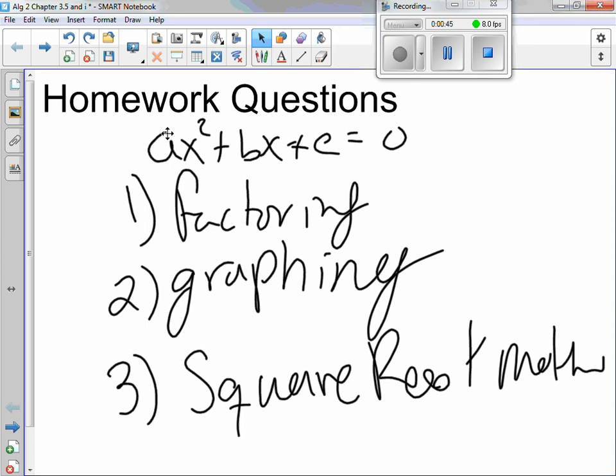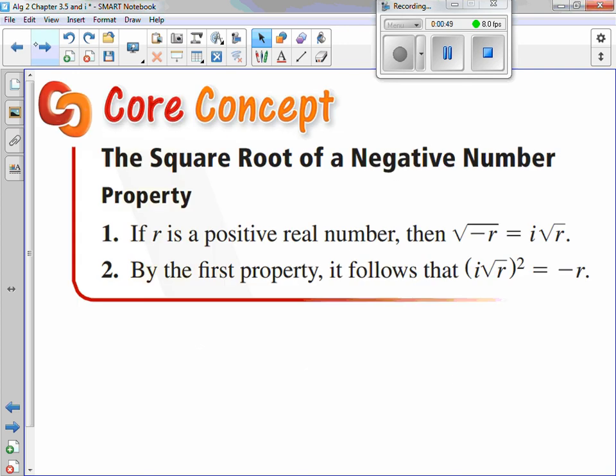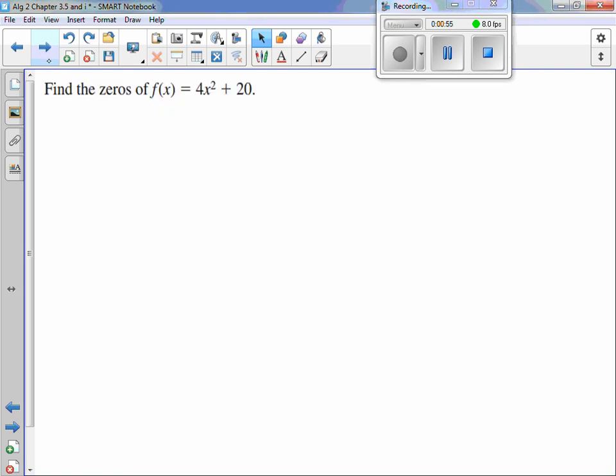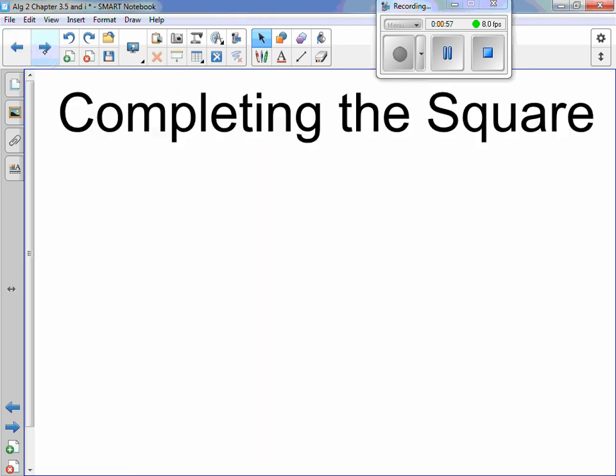Now today we're going over a different way, the fourth method. It's going to be something called completing the square. Completing the square is the fourth way that we're going to go about solving these quadratics.